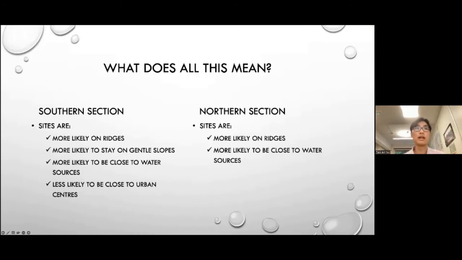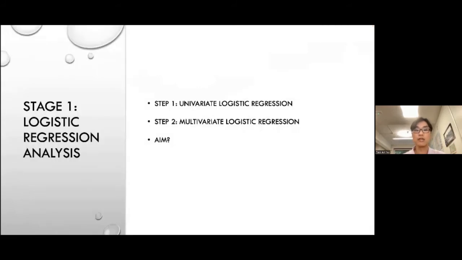The overall results of the first stage of the regression, for the southern and northern sections, hit most of the characteristics raised in previous research, which is good. I know the northern section can be a lot less, but I'll explain that later on. Once all the univariate logistic regressions are processed, we combine everything together into a multivariate one.